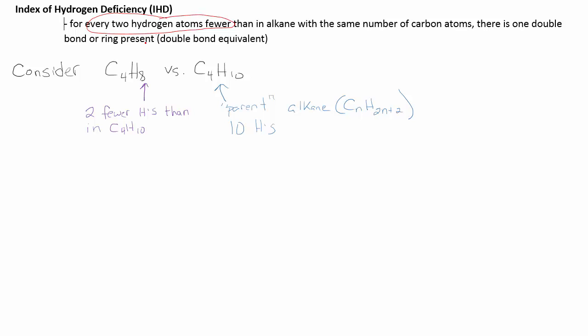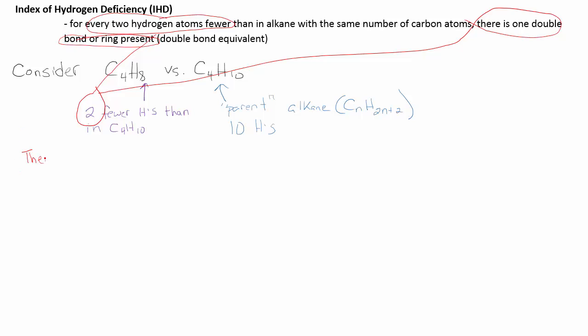For every 2 hydrogen atoms fewer, so there's 2 fewer here, all right, there's 1 double bond or ring present. All right, this is what's known as a double bond equivalent, sometimes abbreviated DBE. So this means that C4H8 has either a double bond or a ring present.